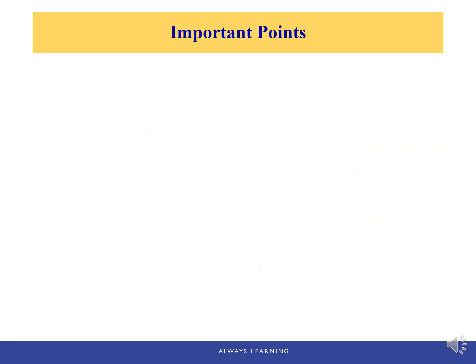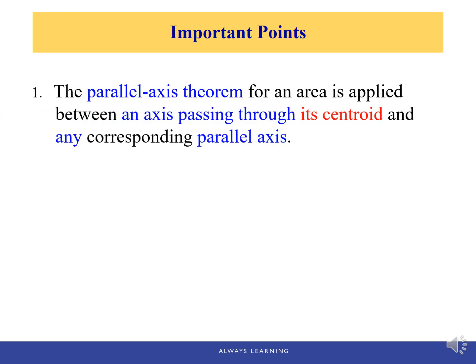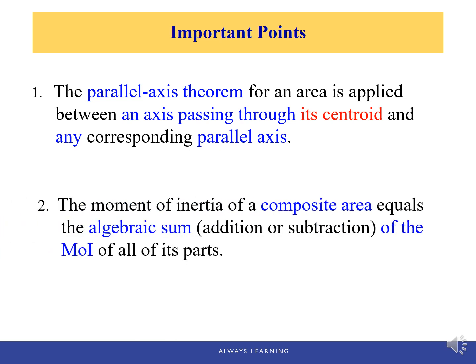A couple of important points you need to keep in mind when using the parallel axis theorem. First of all, the parallel axis theorem for an area is applied between an axis passing through its centroid and any corresponding parallel axis. Second, the moment of inertia of a composite area equals the algebraic sum of the moments of inertia of all of its parts.